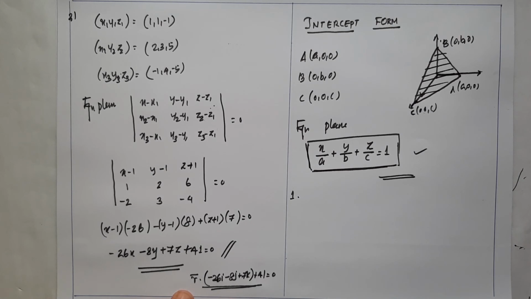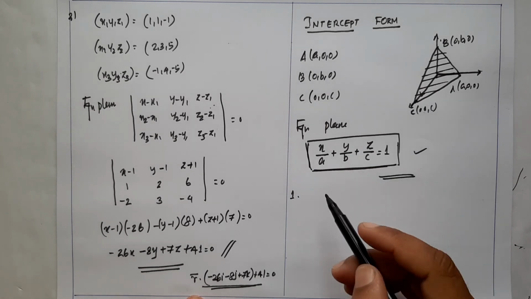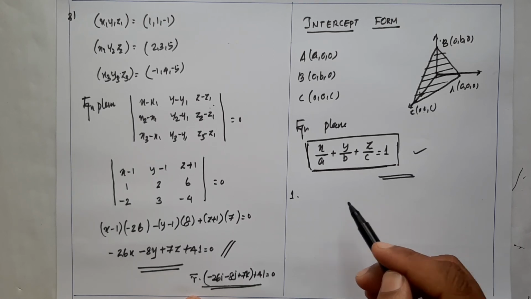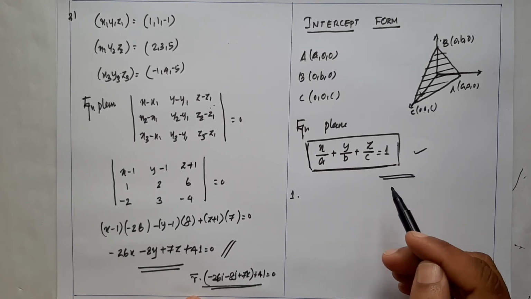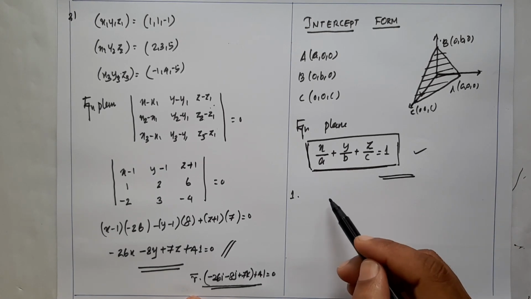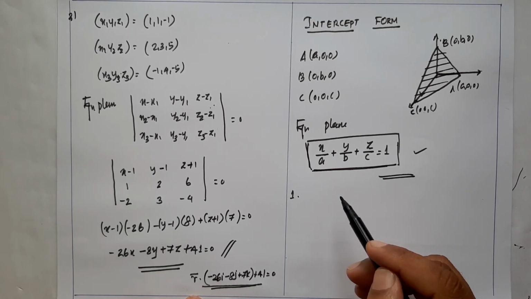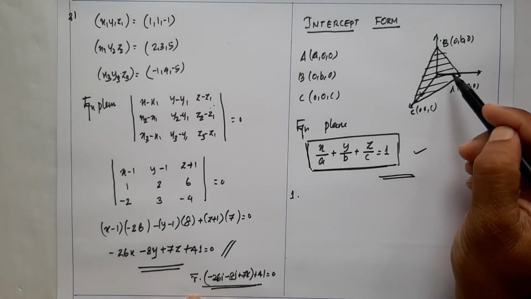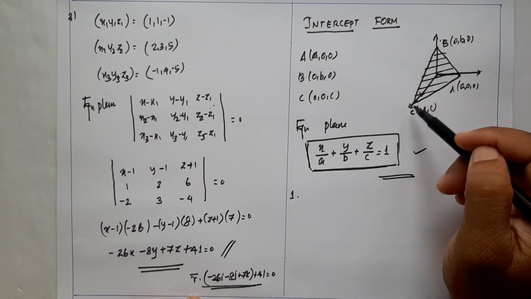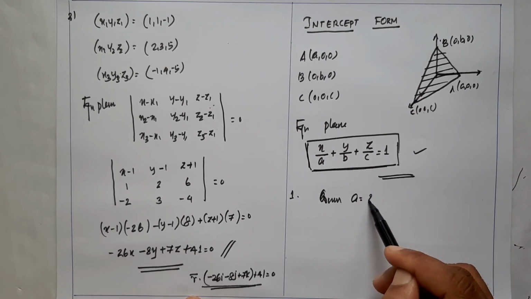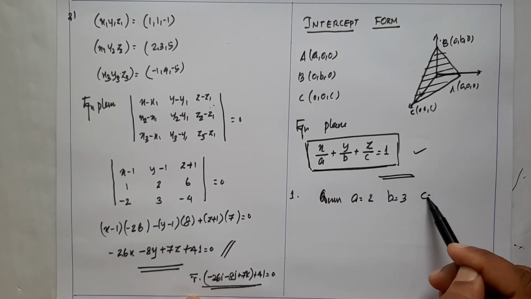Okay. Now we will discuss some problems using this formula. Find the equation of the plane with the intercepts 2, 3, 4 on the x, y, z axes respectively. That means the x intercept, y intercept and z intercept are already given. That is, a is equal to 2, b is equal to 3 and c is equal to 4.